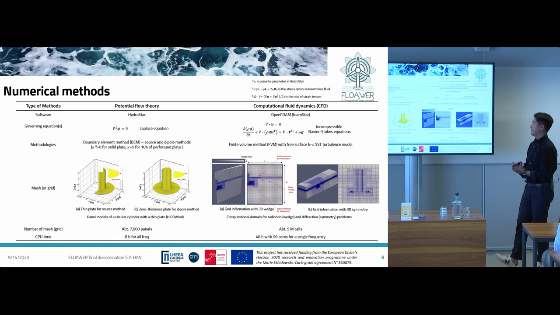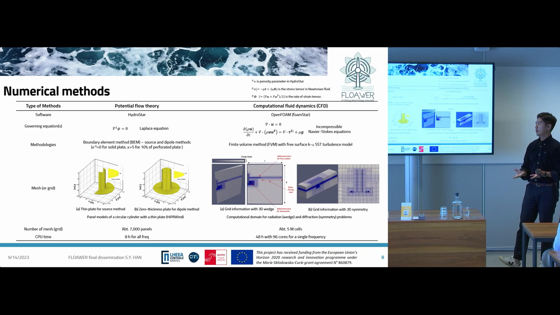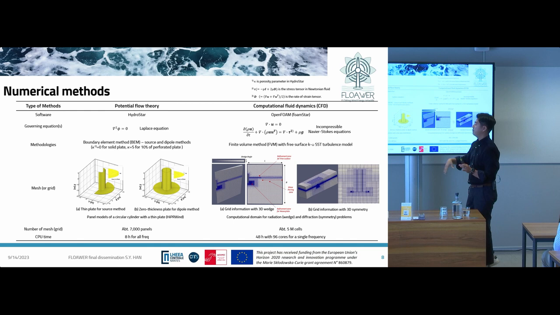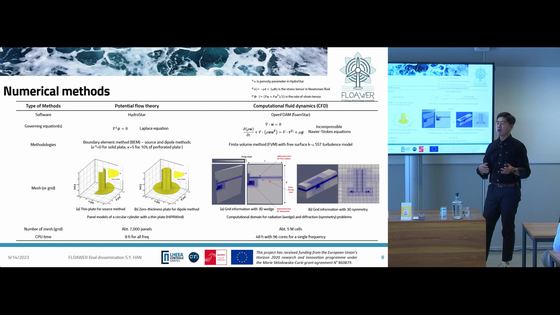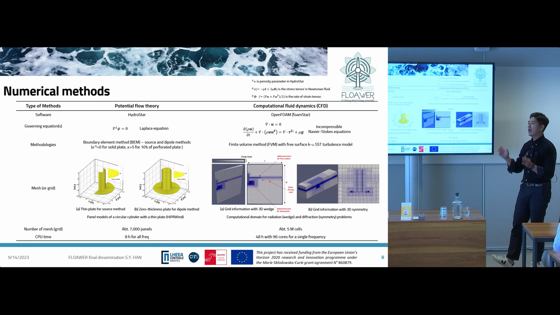For example, for the symmetric domain, I need 5 million cells to have a good resolution of the free surface and around the heave plate. And those two methods have different CPU times. For example, the potential flow theory only takes 8 hours for solving all the frequencies and headings as well. But for the CFD, I need almost two days to get one single frequency. So it's quite expensive compared to the potential theory. That's why I took the CFD simulations only for specific frequencies or specific conditions that I have some interest to look at in detail.